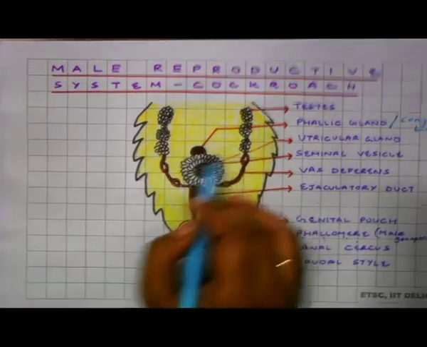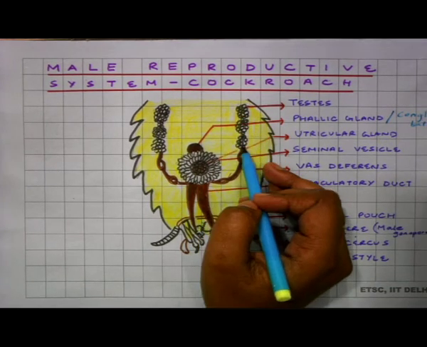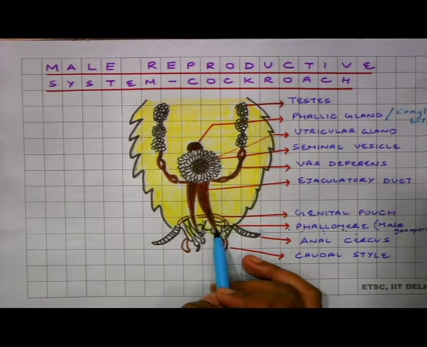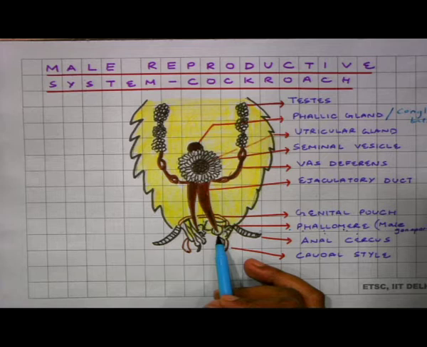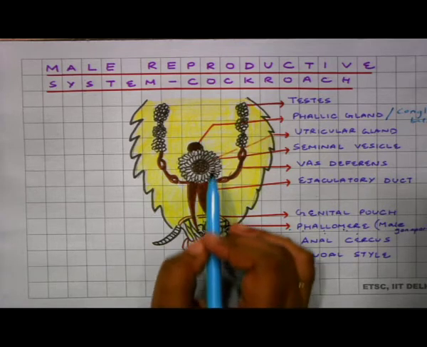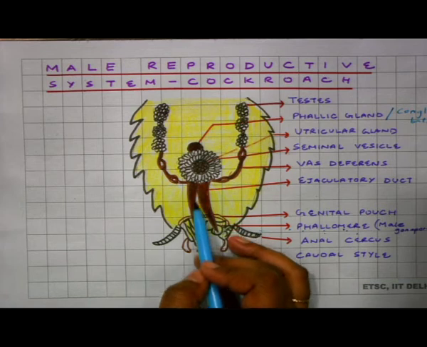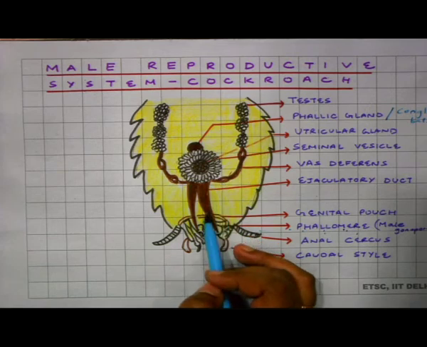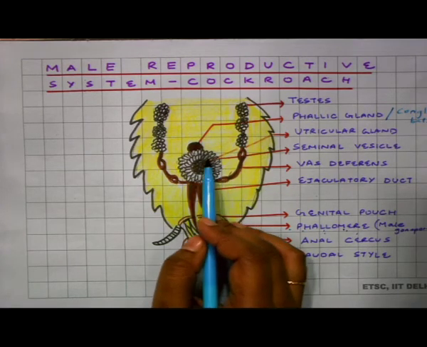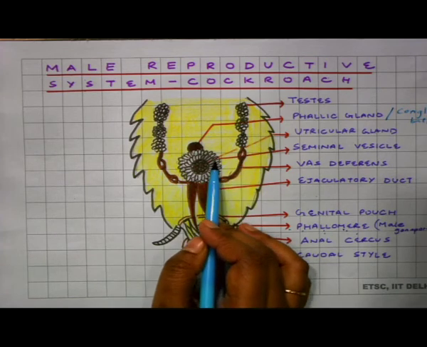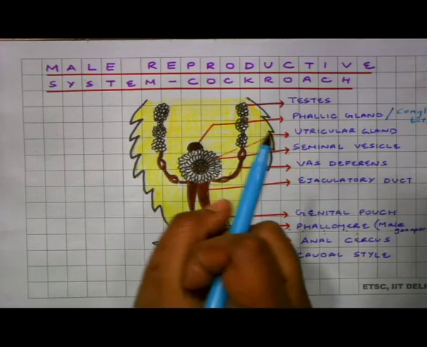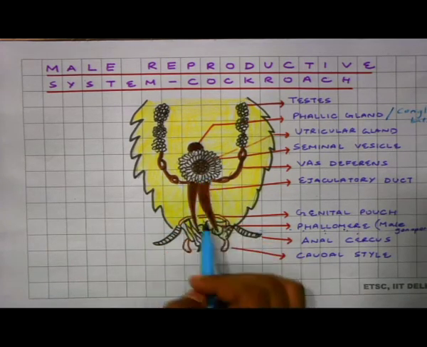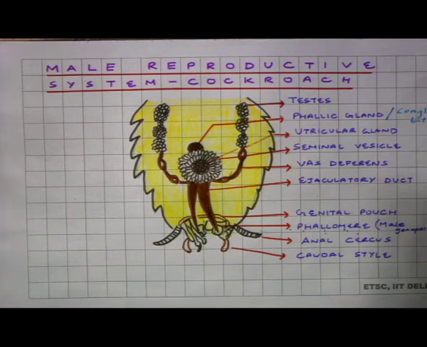You need to remember the organs and their position: a pair of testes, a pair of vas deferens, then moving into the ejaculatory duct opening into the male gonopore, which is surrounded by the phallomere, which is the external genitalia. The phallic gland or the conglobate gland also opens into another aperture and their secretion further helps in the movement of the sperm. And the seminal vesicles store the sperm with their secretion, they make them glue together in the form of bundles known as spermatophores, and they will be discharged during the process of copulation.